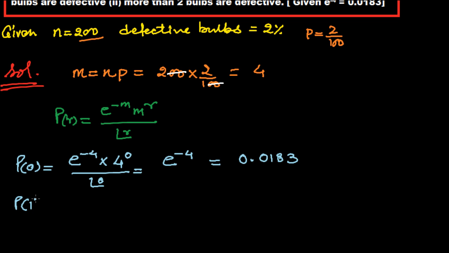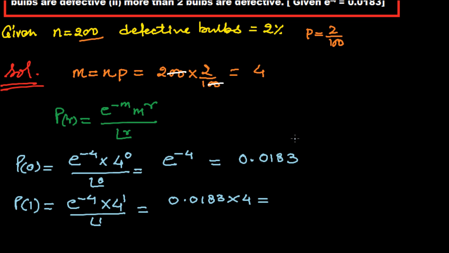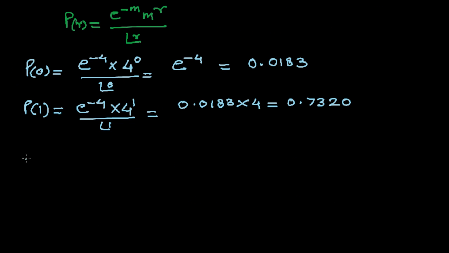Now we find out P of 1. If there is one bulb defective, we find e to the power minus 4 into 4 to the power 1 over factorial 1. So we get 0.0183 into 4, which would be 0.7320.